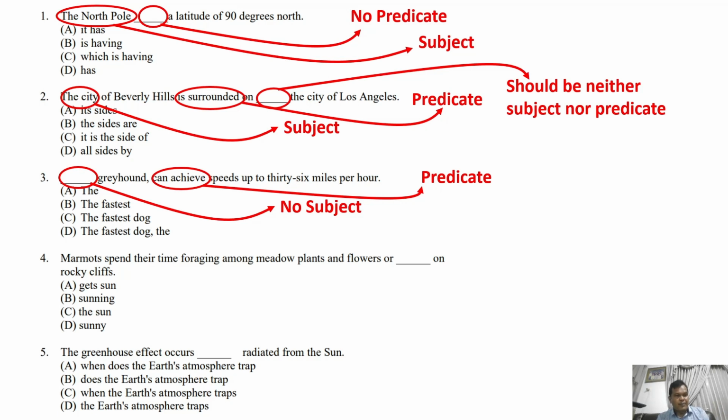Now let's see the options. So the answer must be the subject because there is no subject in the sentence. Now, let's see which of these has the subject. The has no subject because the must be followed by another noun. And then fastest. The fastest also needs a noun, so this is not the subject. The fastest dog, this is possible to be the noun, but you see that when we combine this with greyhound, the phrase is meaningless. Therefore, the answer goes to D.